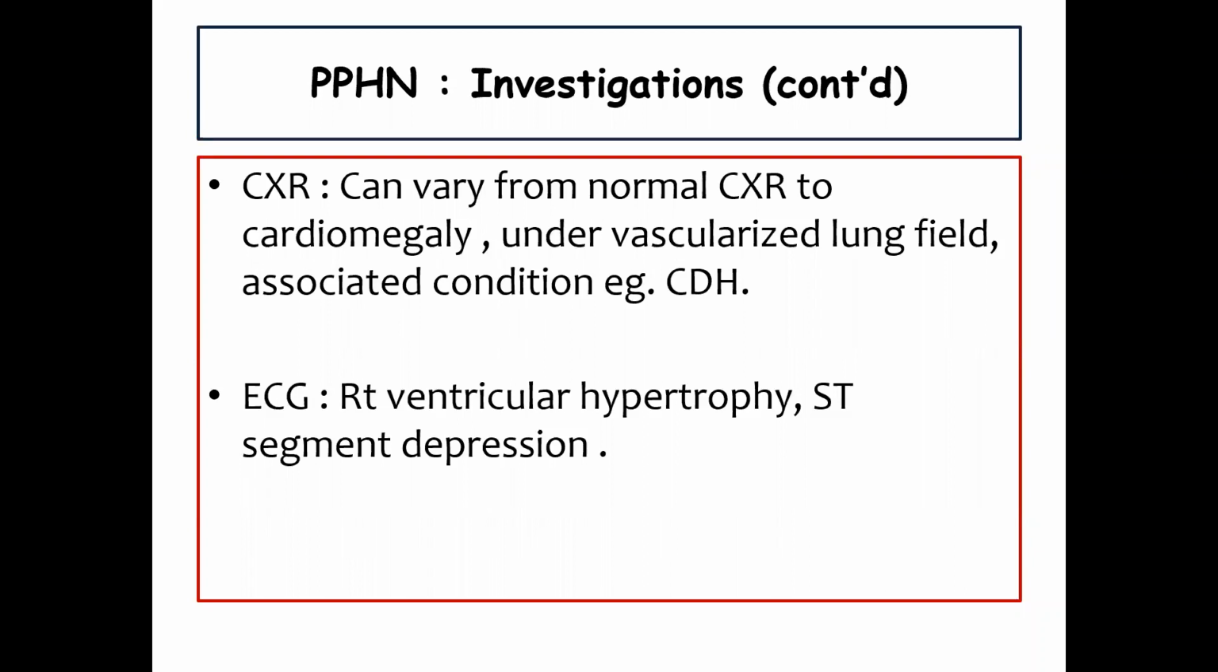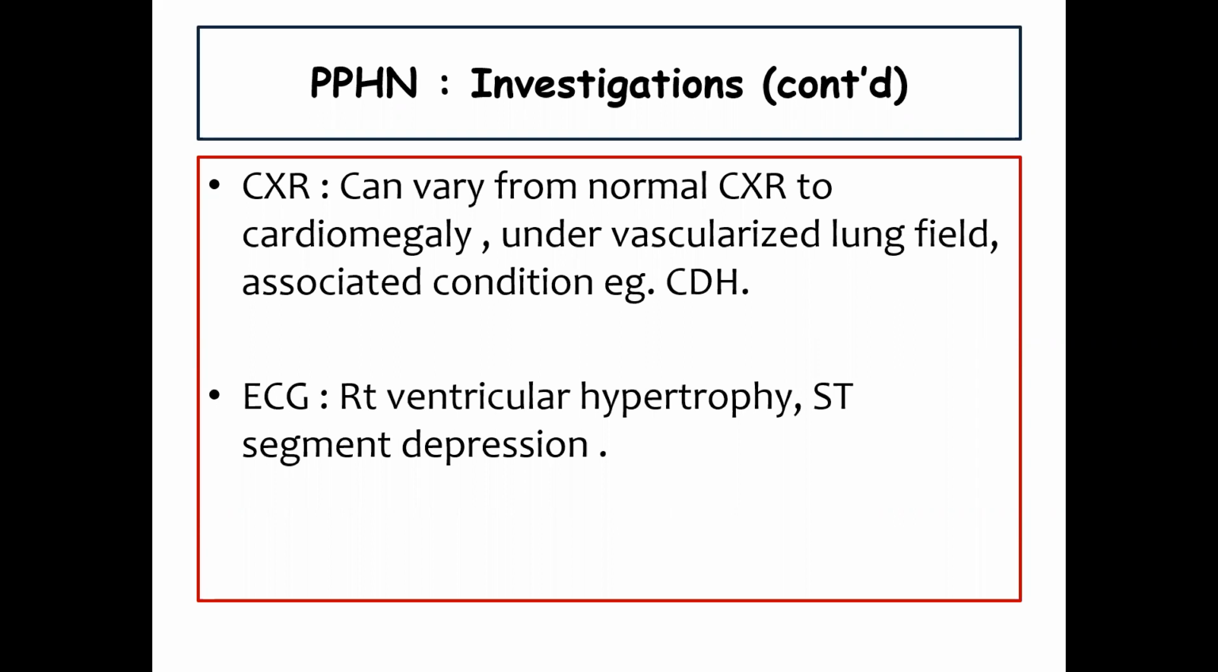Now, regarding the other investigations, the chest X-ray in PPHN is fairly non-specific because it depends upon the underlying etiology. So it can vary from a normal chest X-ray in idiopathic PPHN to the presence of evidence of the associated condition. Say you may find herniation of the intestinal loops on the left side of the hemithorax in CDH. You may see ground glass appearance if it is RDS.